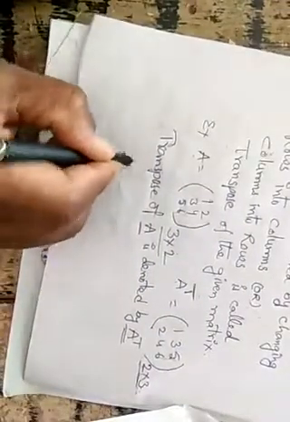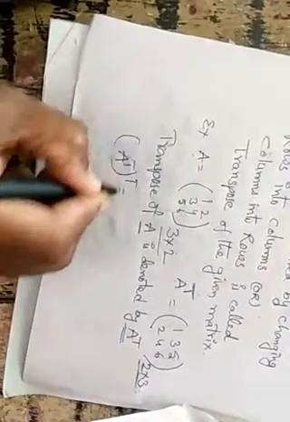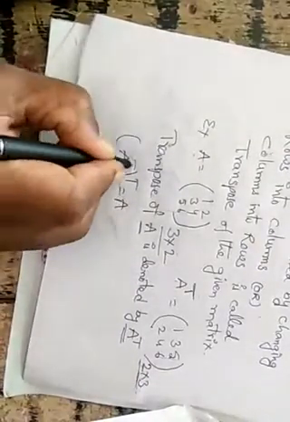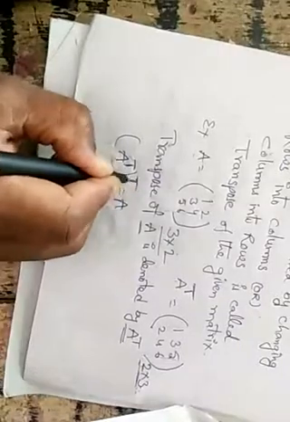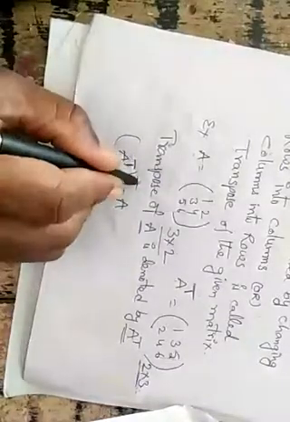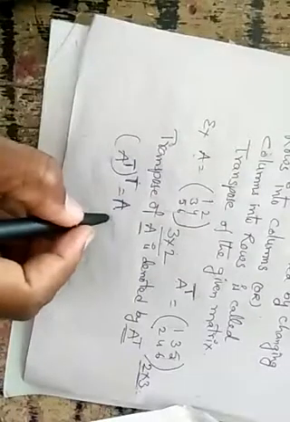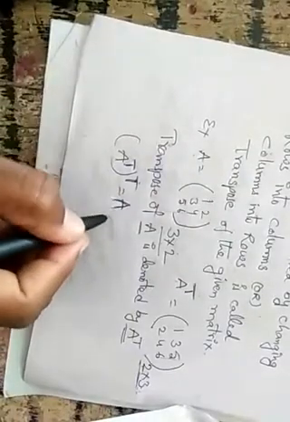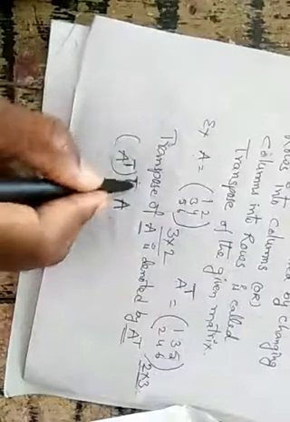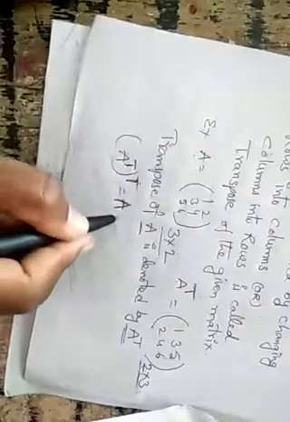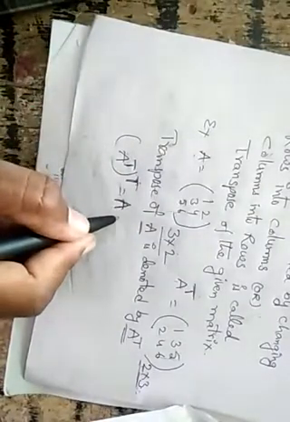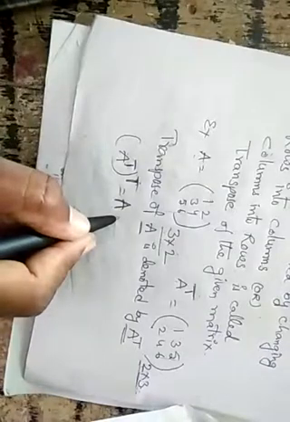Here we will get another formula. A transpose whole transpose is equal to A. The transpose of a transpose matrix gives again the original, the initial matrix A. A transpose whole transpose is equal to A. This is one formula regarding the transpose of the matrix.